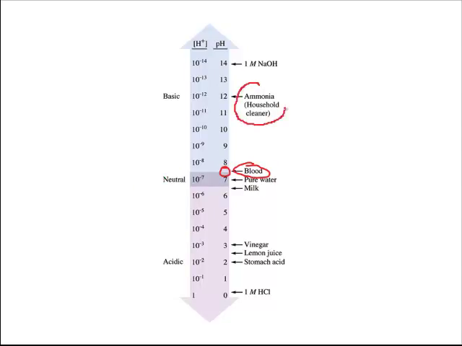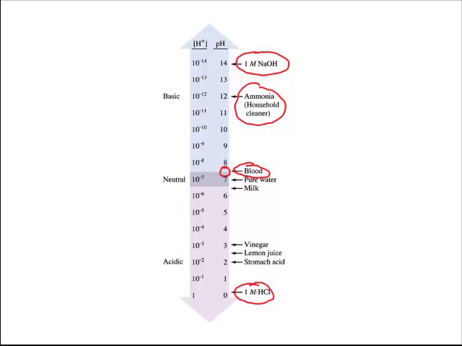Ammonia, look at that. That's got a pH of 12. And NaOH, which you are very familiar with, has a pH of 14. Look at our strong acid. HCl is 1. And then here's our stomach acid, which is just a diluted form of HCl. That's at a pH of 2. There's lemon juice and there's vinegar.